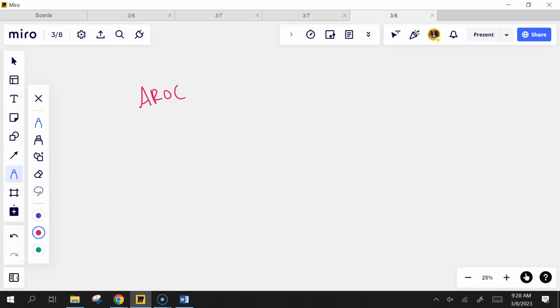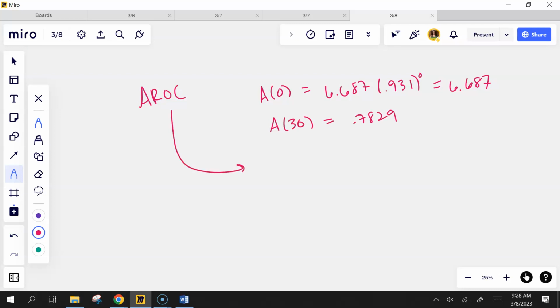If we do AROC, there's not a whole lot of work that has to be shown on calculator problems. In fact, if you look at the scoring guideline, you didn't even have to. I went through on mine and I said A of 0 equals, and I showed where I put it, because I am so paranoid about showing enough work. Remember, 3 decimal places is the minimum. You'll find A of 30 is 0.7829. And so the average rate of change here, I do 0.7829 minus 6.687.